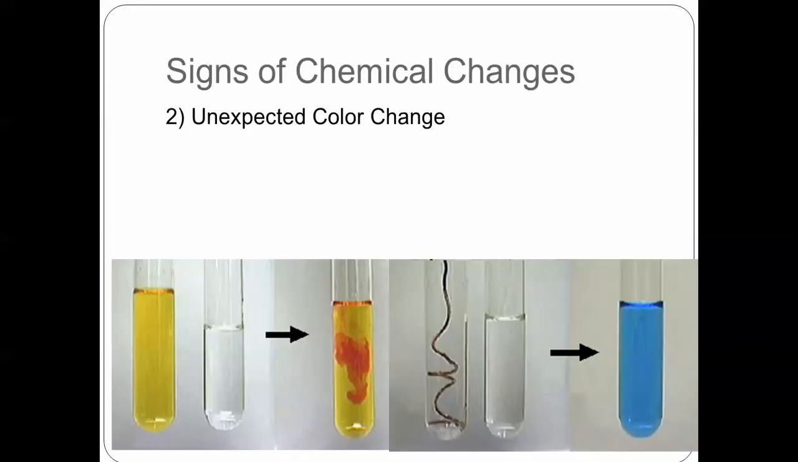A second sign of a chemical change is an unexpected color change. In this experiment, you have a yellow chemical and a clear chemical. You might expect a light yellow or a darker clear chemical to form, but you probably would not expect this reddish-orange color. Again, that is an unexpected change.